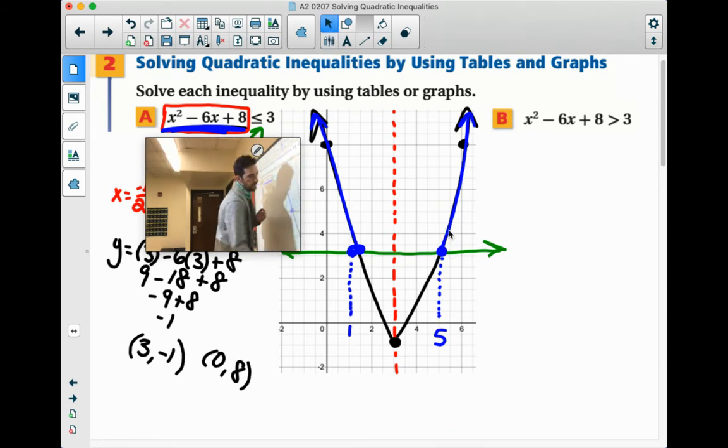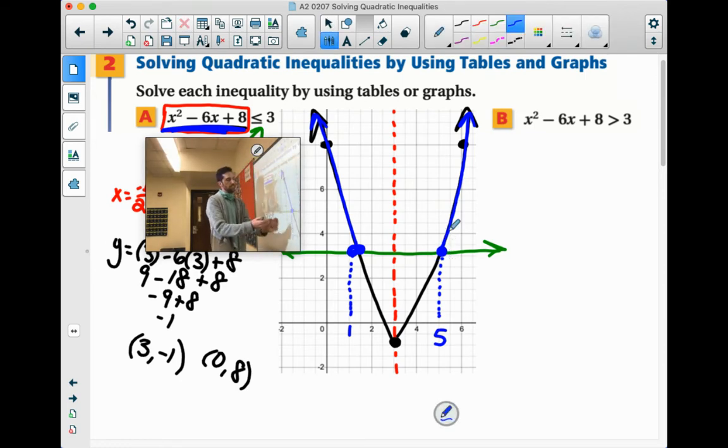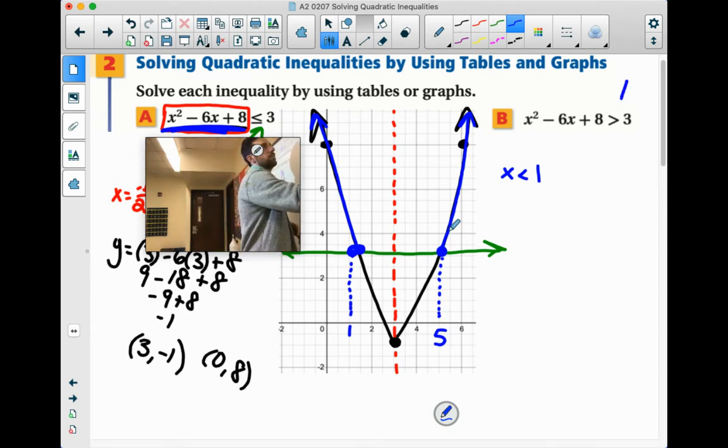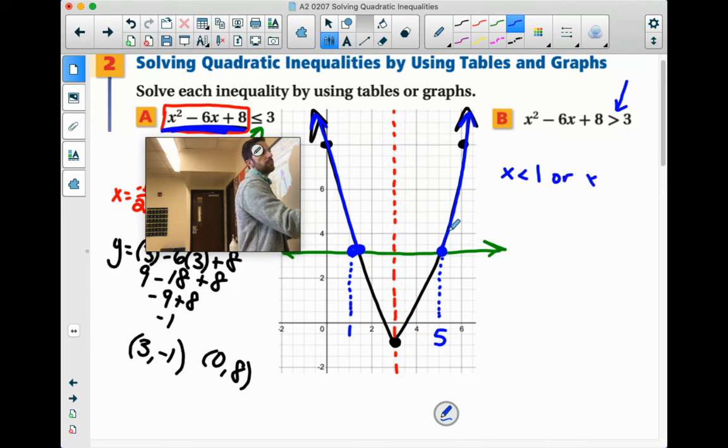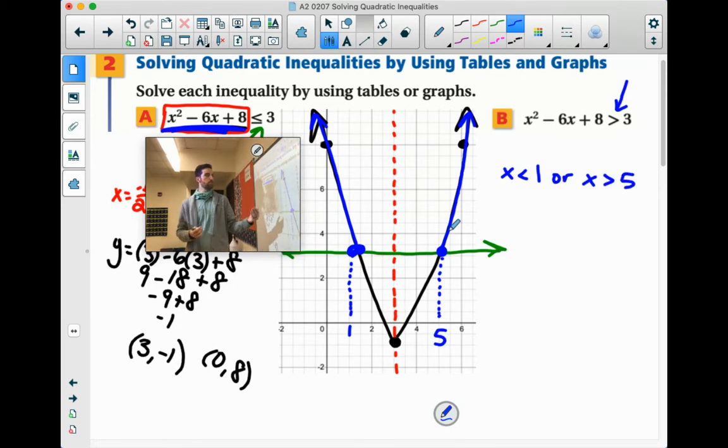So where does this happen? Well, if you look, now it's to the left of 1. So we could say x could be less than 1, right? And we didn't say or equal to because in the problem there it just says less than. Or it also happens when x is greater than positive 5. That's the two spots on this parabola where it is greater than 3.